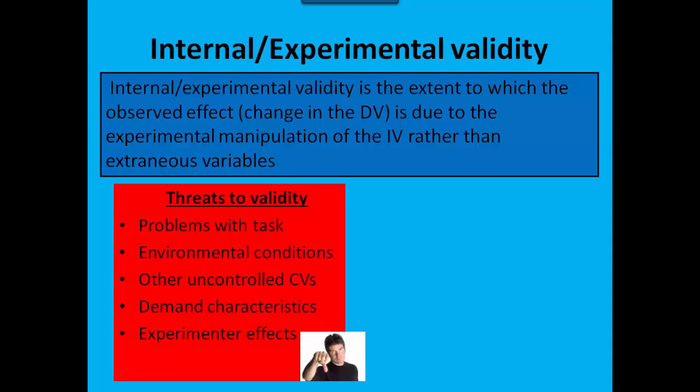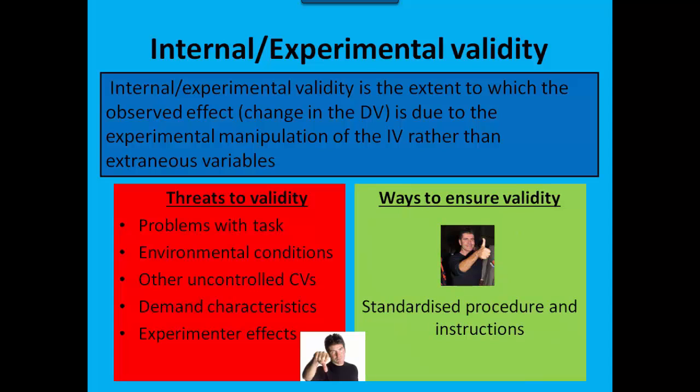Experimenter effects. In the same way that the participants are looking for clues, the experimenter can often unconsciously give clues or cues as to what they're expecting in the two conditions. Again, this then influences the participants' performance. So our DV is as a result of the experimenter's behaviour, not the IV as we wanted.